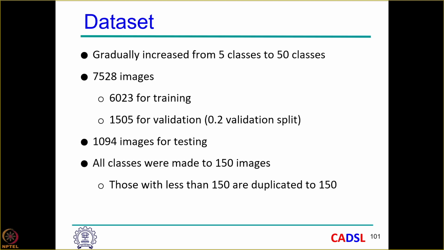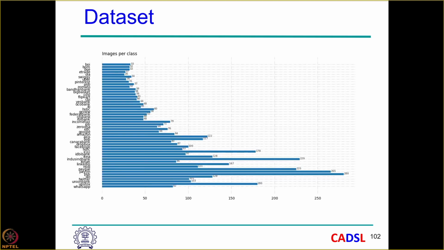Initially we had taken 5 classes, and we can improve that to 50 classes. So we had a 50-class data set, with 7,000 images: about 6,000 for training and about 1,500 for validation, and about 1,000 images we use for testing. All classes have at least a minimum of about 150 images, otherwise it may give you skewed results. These are different images we have taken from different websites. Then we generated some additional images from the given images, so that we have at least a minimum number of images.